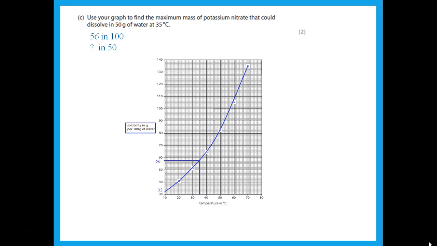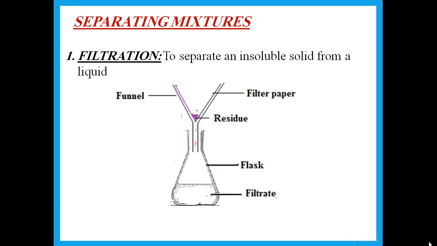So 56 dissolves in 100. So how much dissolves in 50 grams of water? So this is a cross multiplication. 56 times 50 over 100, and that means that it will dissolve 28 grams at 35 degrees centigrade. Do we understand what we did?